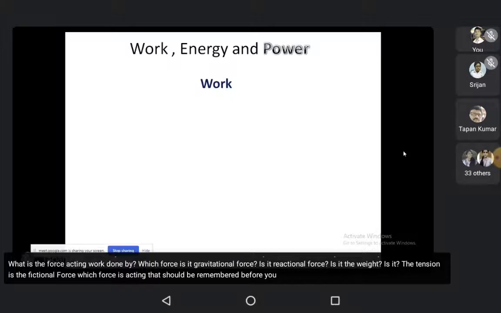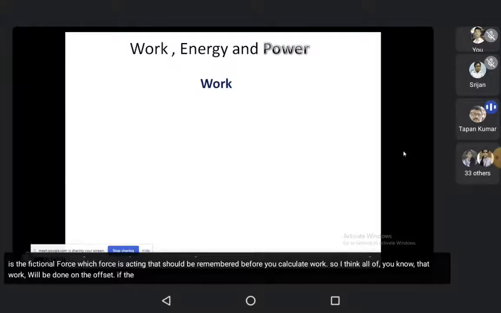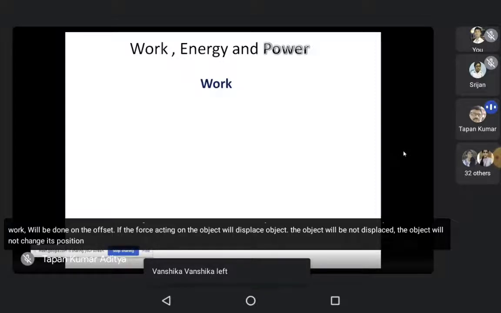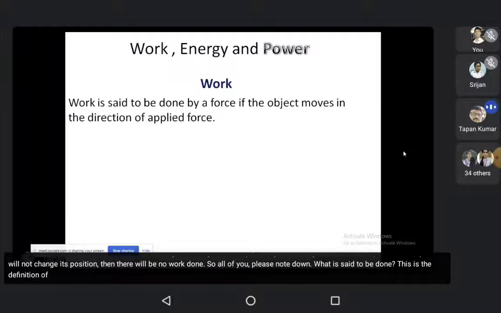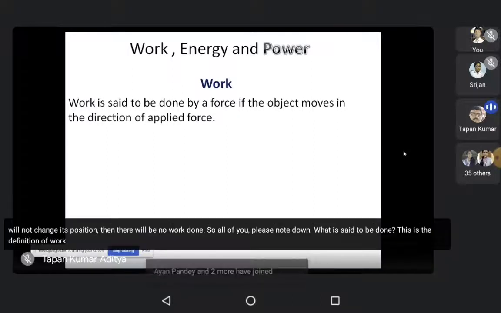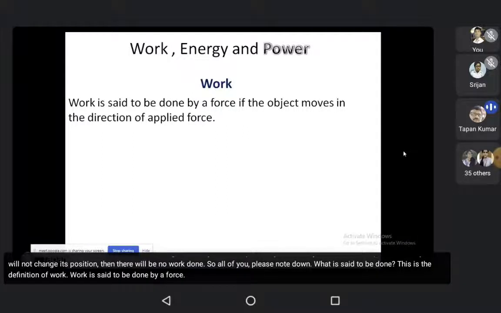So I think all of you know that work will be done on the object if the force acting on the object displaces the object. If the object is not displaced, does not change its position, then there will be no work done. So all of you please note down the definition of work: work is said to be done by a force if the object moves in the direction of applied force.